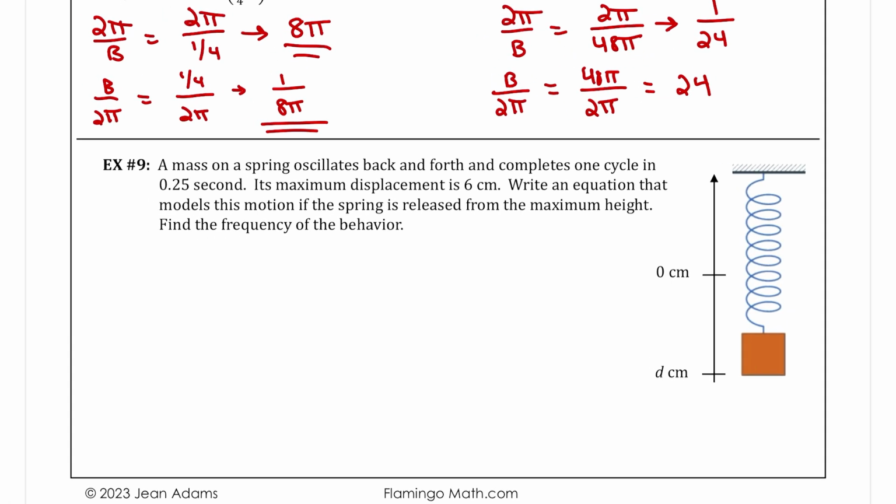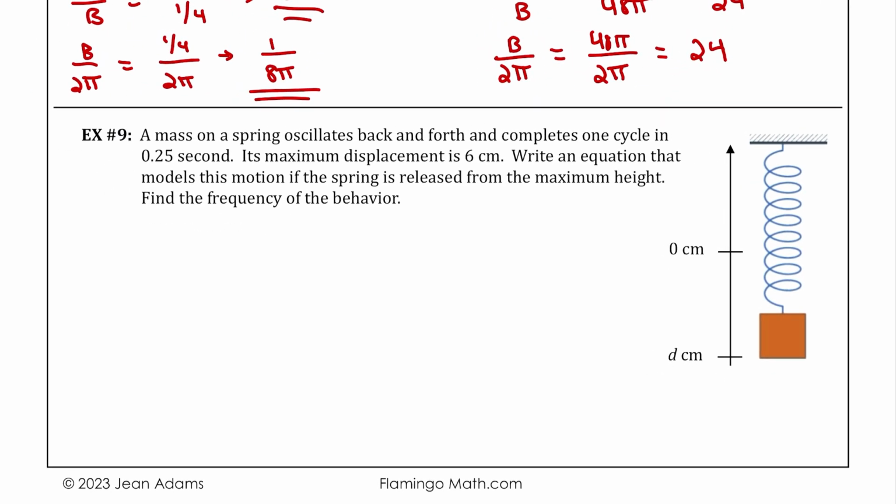Alright, so now we're on to more of a free response type question. Example 9. It's saying a mass on a spring oscillates back and forth and completes one cycle in 0.25 seconds. Its maximum displacement is 6 centimeters. Write an equation that models this motion if the spring is released from the maximum height. And then also find the frequency.